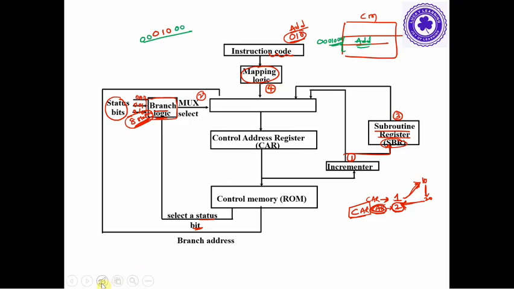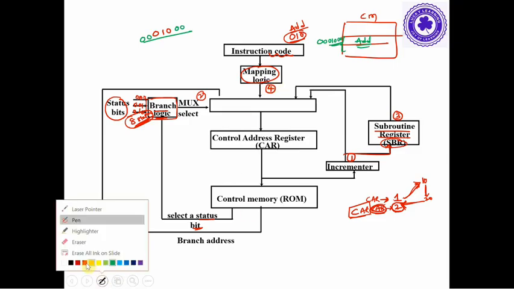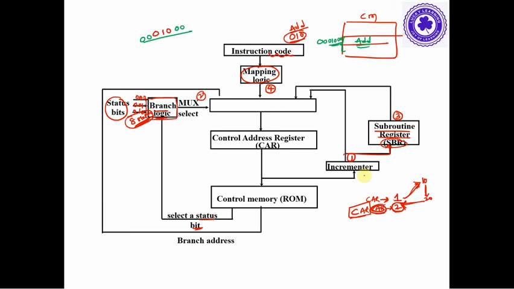It means the next address can be one of these four possibilities. One is the incremented address. Another is based on the branch logic. The third is the subroutine, and the fourth is the mapping logic. Among the four, it has to select one of the possibilities.